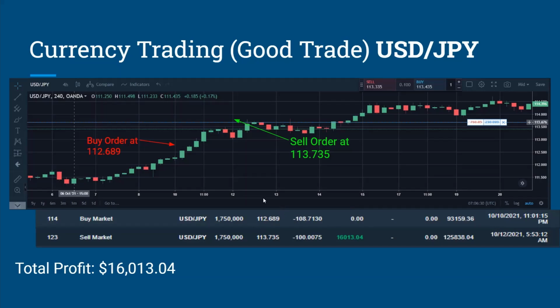So in terms of pips, USD Japan, since Japan uses their Japanese yen, it is significantly off from the US dollar, like about over 100 pips. So that's why it's so spread out right here.